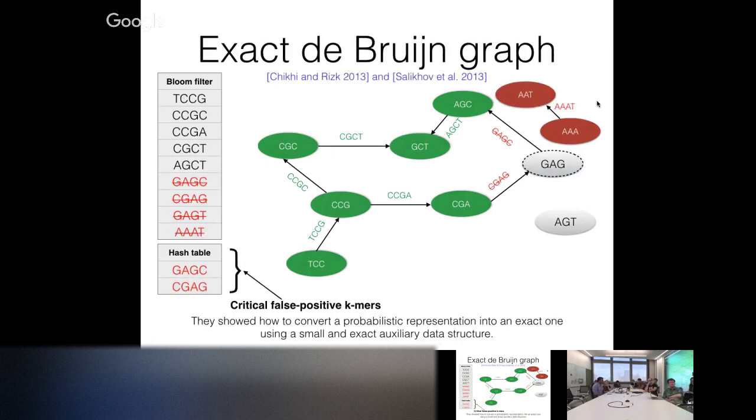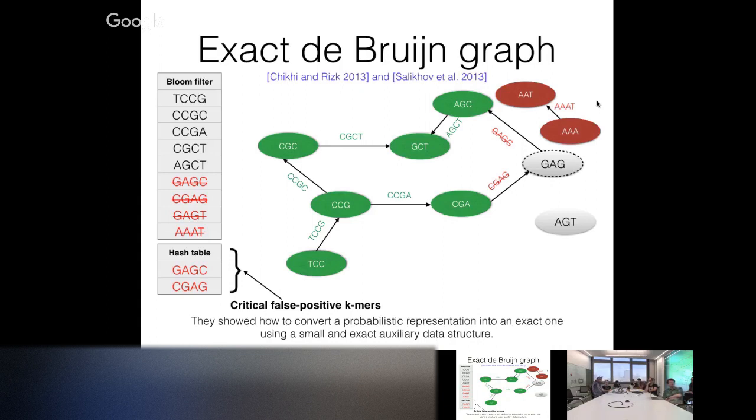in 2013, Chikhi and Rizk, and Salikhov, they showed how you can convert this approximate representation into an exact one. But they did it only for a specific use case, where you can only traverse this graph, and you can't query randomly in the graph. The insight they had is, once you're traversing this graph and you don't want to go on any false paths, all you need to do is remember all those edges that are directly connected to the actual graph. In this graph, all those green nodes and edges are the real nodes and edges.